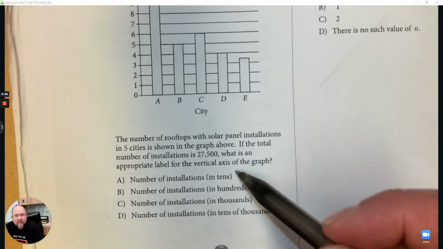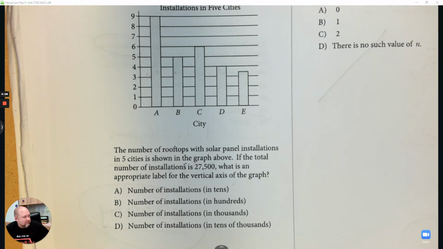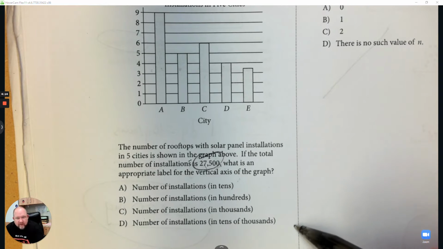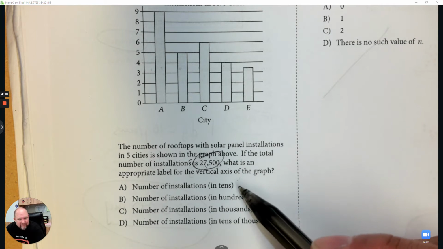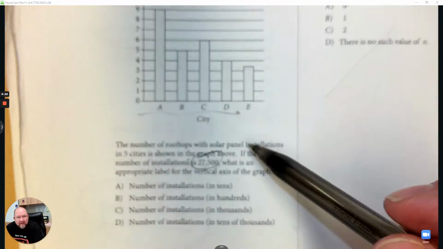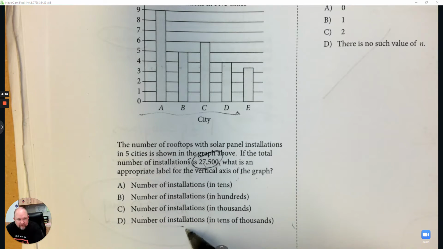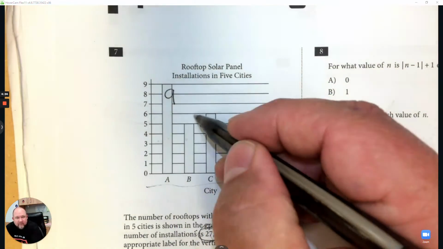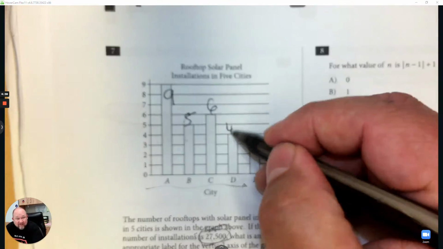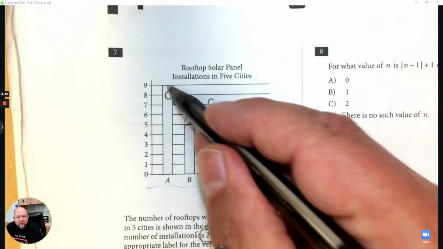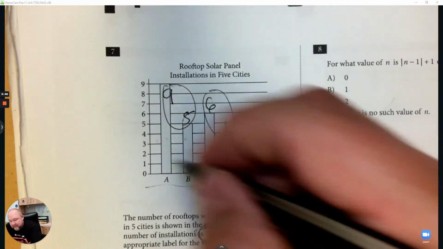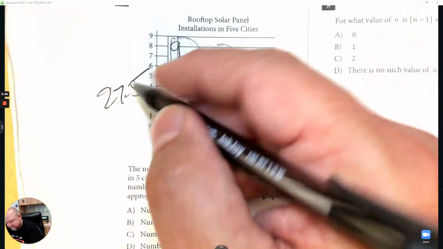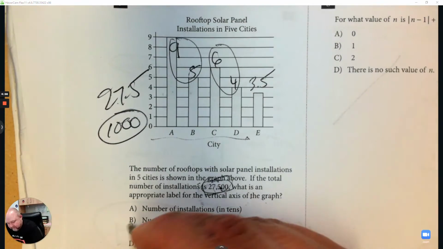Number 7. The number of rooftop solar panel installations in 5 cities is shown in the graph above. If the total number of installations is 27,500, what is an appropriate label for the vertical axis of the graph? So this is the city, and then it says what's an appropriate label. So how many installations in tens, hundreds, thousands, and so on. If the total is 27,500, this is 9, 5, 6, 4, 3.5. So 14, 10, that's 24, that's 27 and a half. How do I get to that? I move it 3 to the right. That's 1,000, 3 to the right. So the answer is C.